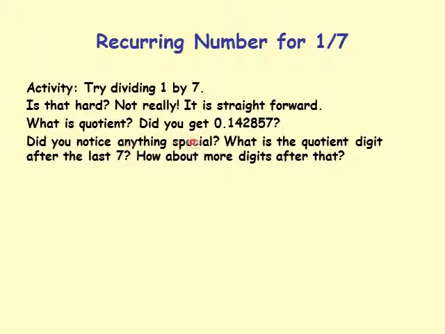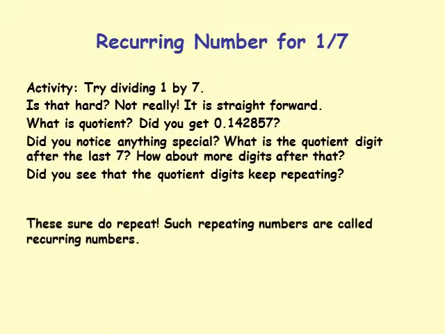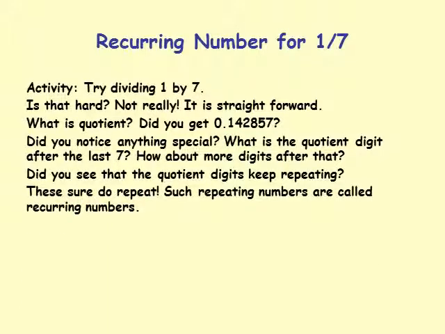Did you notice anything special about this division here? What's the quotient digit after the last 7? If you continue, you continue to get 142,857, 142,857, and so on. You see the quotient digits keep repeating. The 6 digits in the quotient keep repeating. Such repeating numbers are called recurring numbers. So recurring numbers are numbers that repeat.